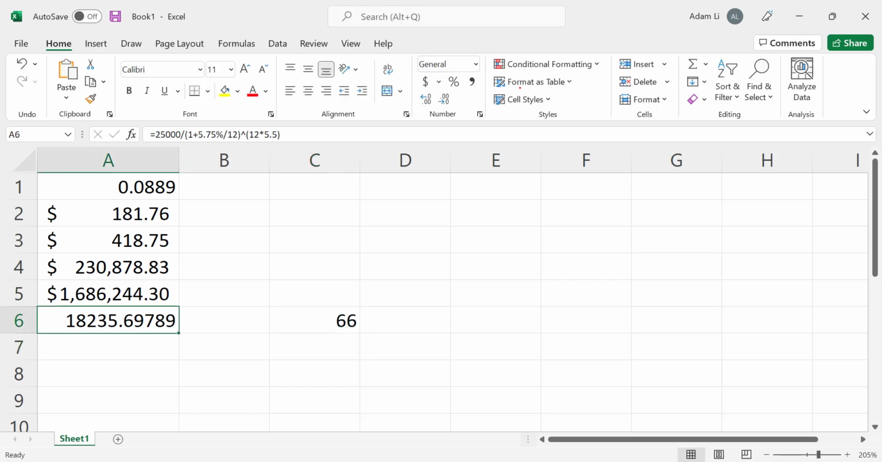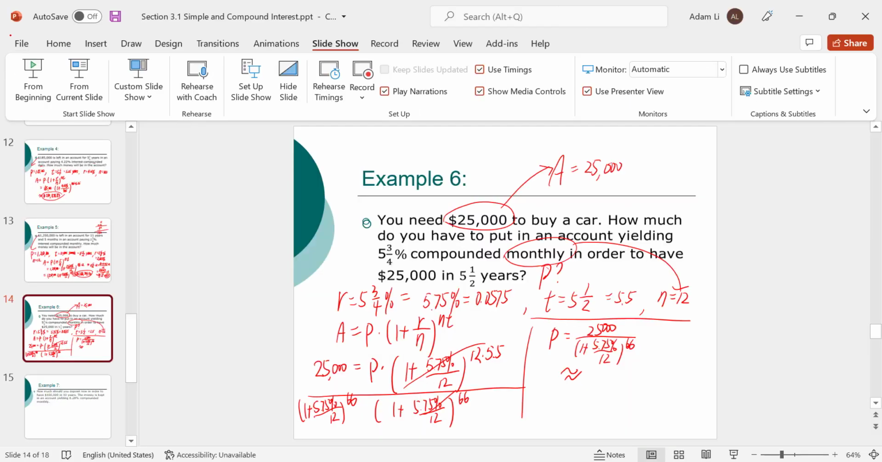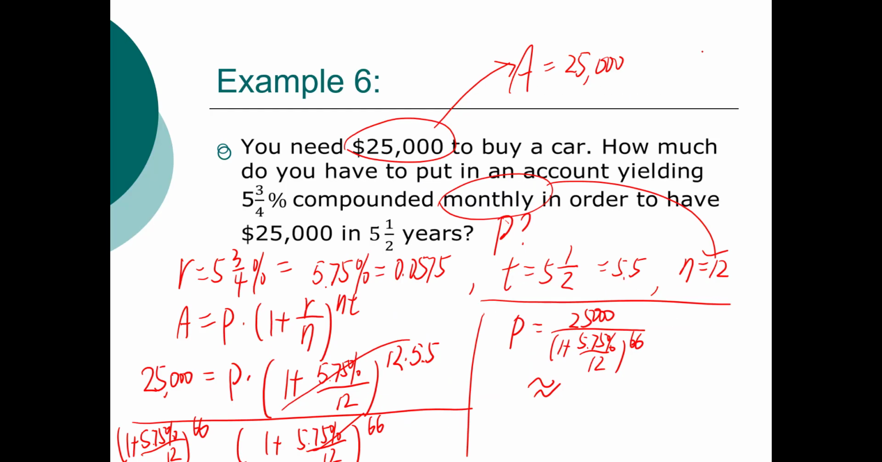So right here, the ending balance to be 18,000. I mean, the initial investment is $18,235.70. Okay. So this is the initial investment we have to put into this account in order to achieve the financial goal, buying a car in 5.5 years.